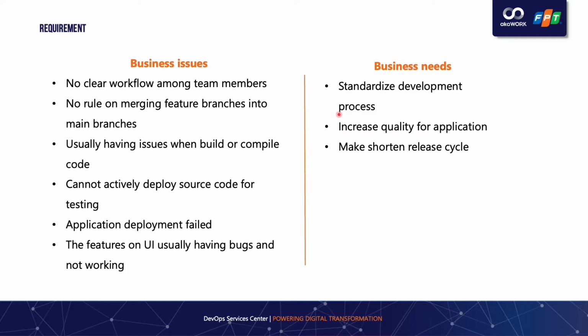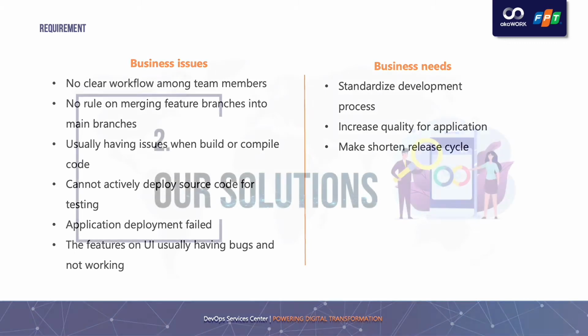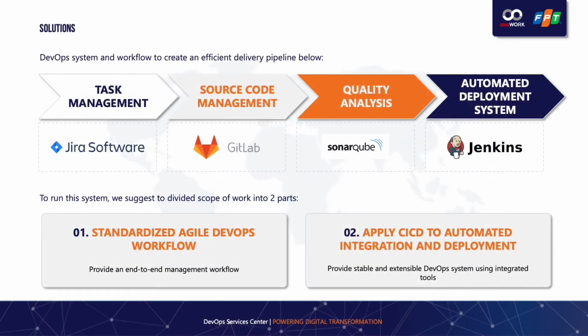To overcome the above problems, we propose to standardize DevOps in software delivery, including two parts. First, apply the Agile management process, clarifying the roles of the members and the steps of software production. Second, apply CICD for continuous integration and continuous deployment of source code. Below are the solution details.